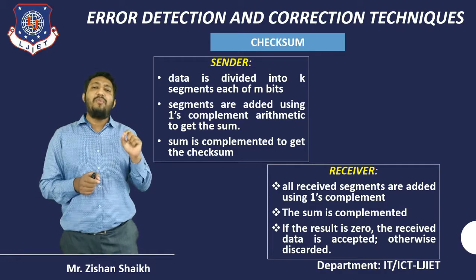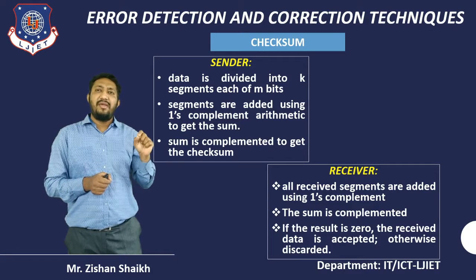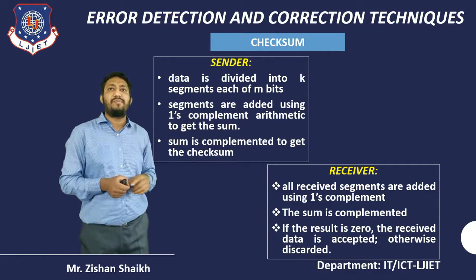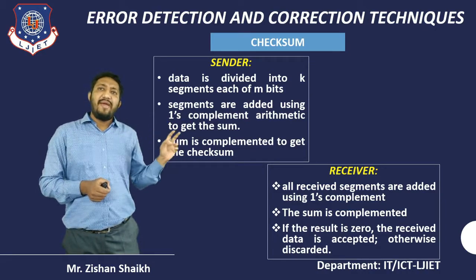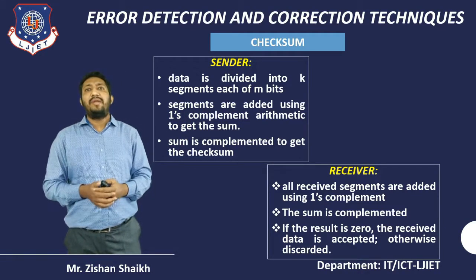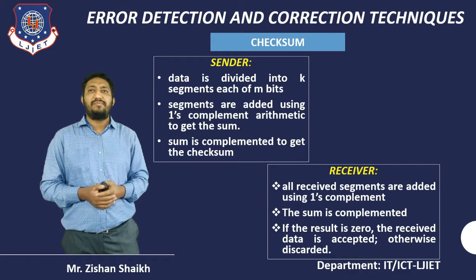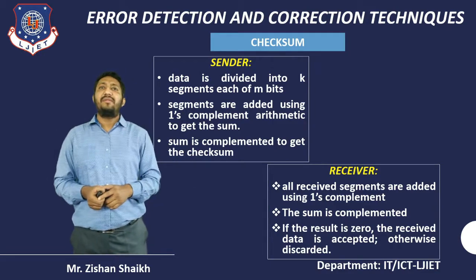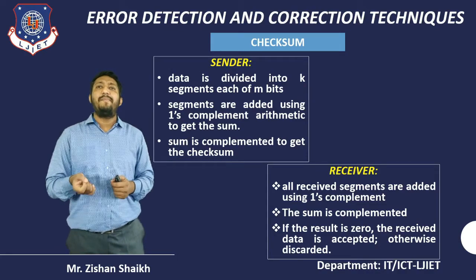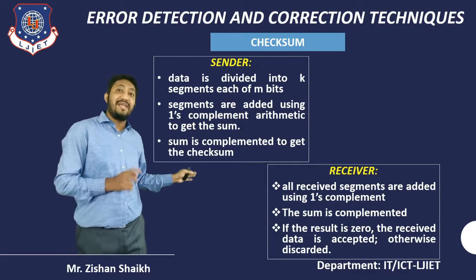So first we decide how many bits we want to send in one segment. So that segment count is k, and in each segment we have to decide the number of bits. That is our first step. Then we have to add all those k segments using the ones complement arithmetic operation. In the third step, we get the final sum of the segments, and then we take the complement of that sum, and that complement is known as the checksum.